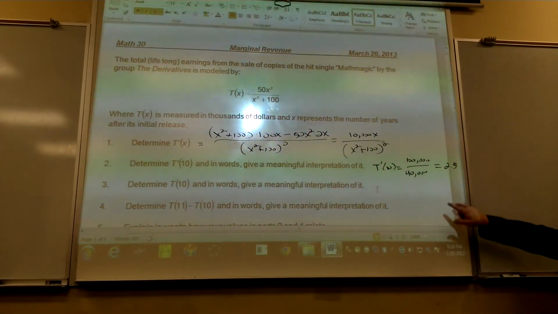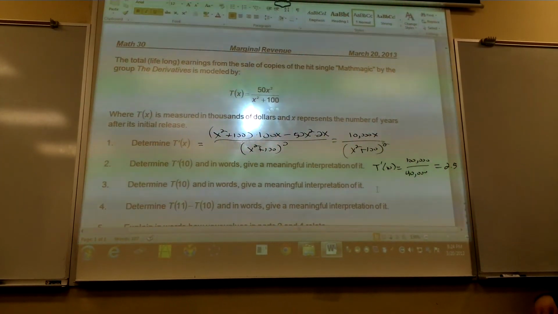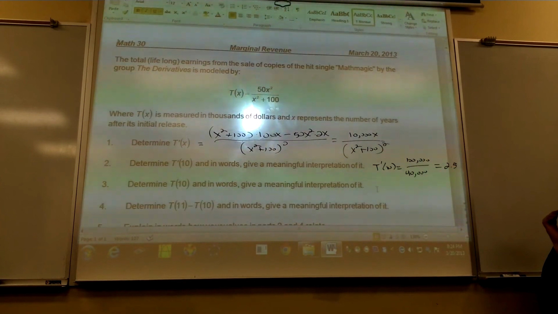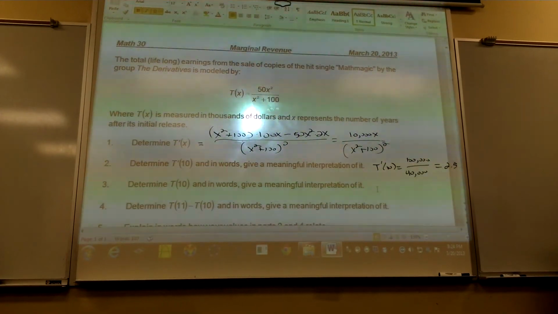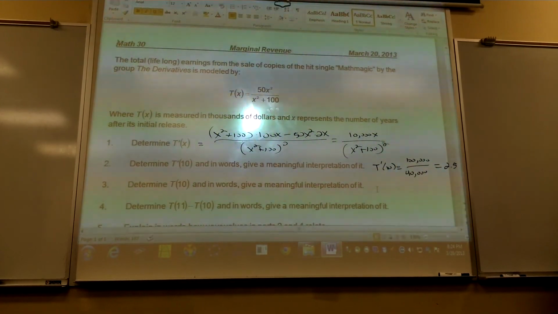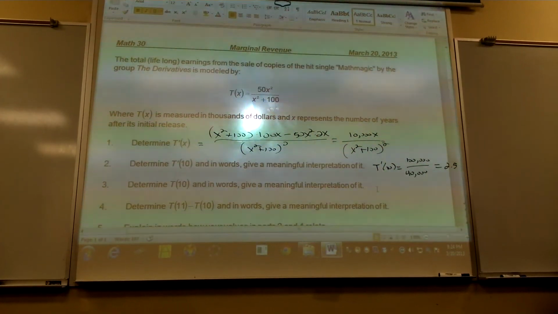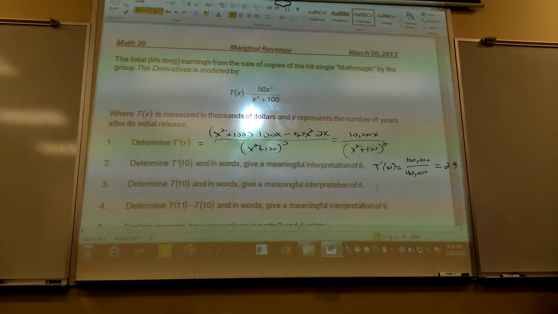Shoot, what does that represent? So what does T prime of 10 being equal to 2.5 mean? What the heck does that mean? It's a great question. That means that at 10 years after they released the single, they made $2.5. No. 2,500. So say it again more smoothly. In the 10th year after the single came out, they made $2,500. Or the single made $2,500 in that year. That's better.